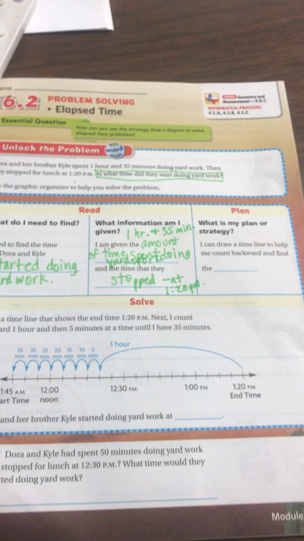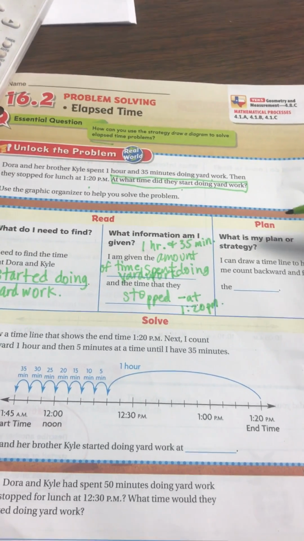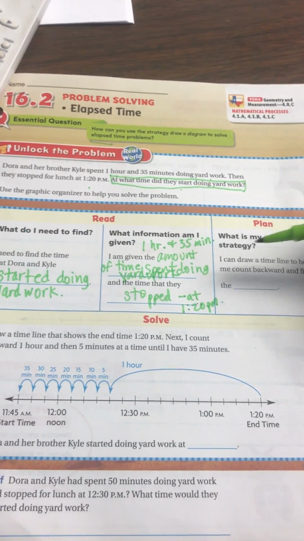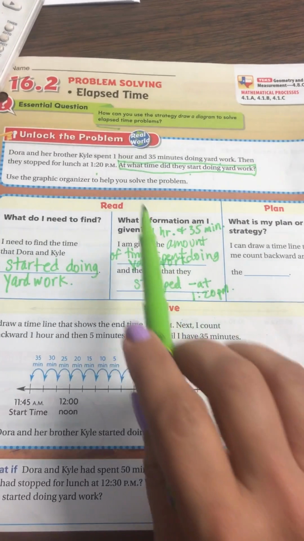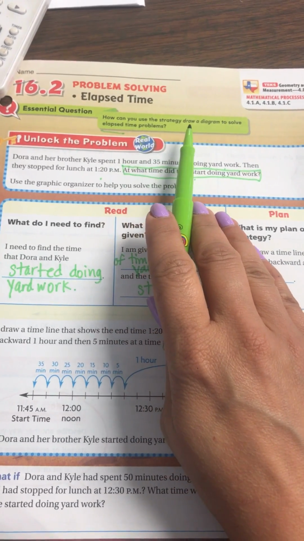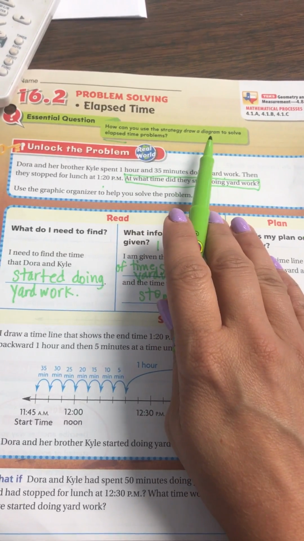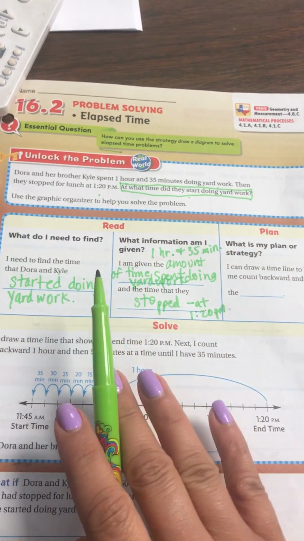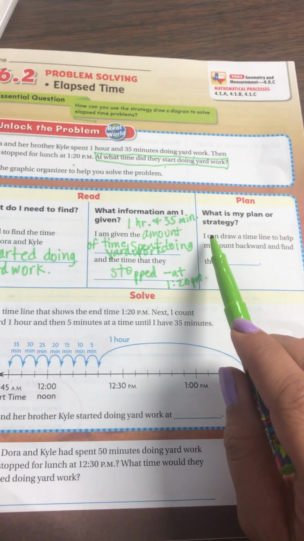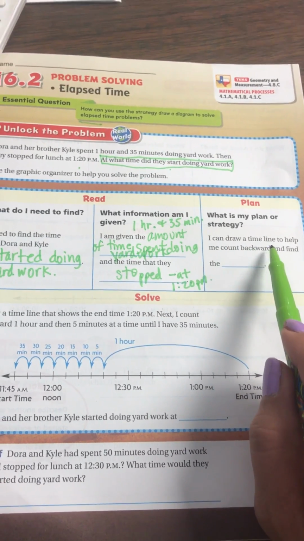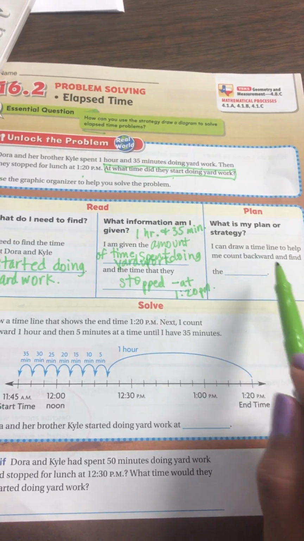Our plan is going to be to decide on what strategy we're going to use to help us solve this problem. The essential question is asking how we could draw a diagram to solve this problem. This is our diagram right here. But as far as our plan goes, I think we're going to use a strategy of drawing a timeline to help us solve this problem.